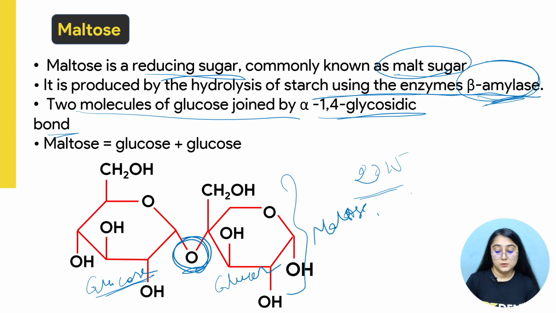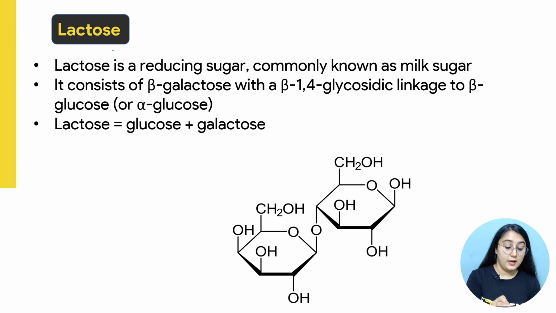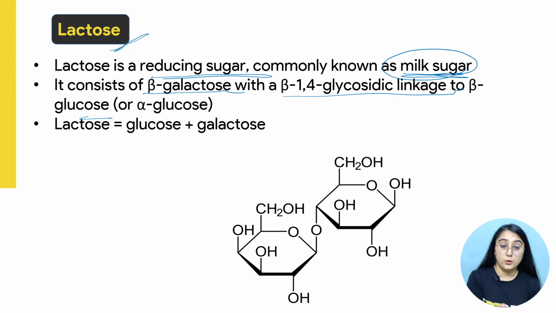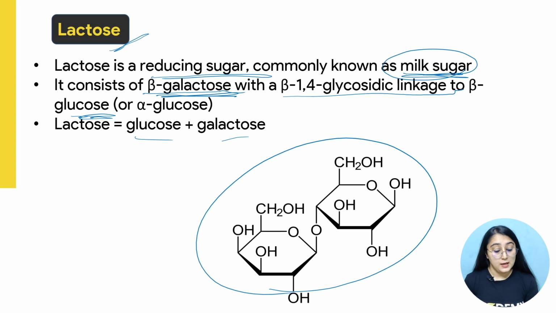So the last disaccharide we are looking at is lactose. Lactose is again a reducing sugar, and it is commonly known as milk sugar for the obvious reason that lactose is present in very high quantity in milk. It consists of a beta-galactose with a beta 1,4 glycosidic linkage to a glucose. So basically one galactose and one glucose unit join together in order to form lactose.